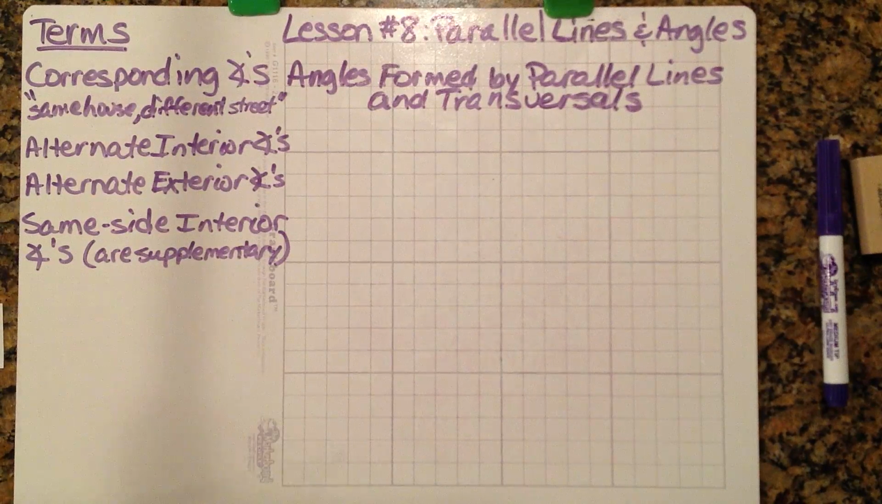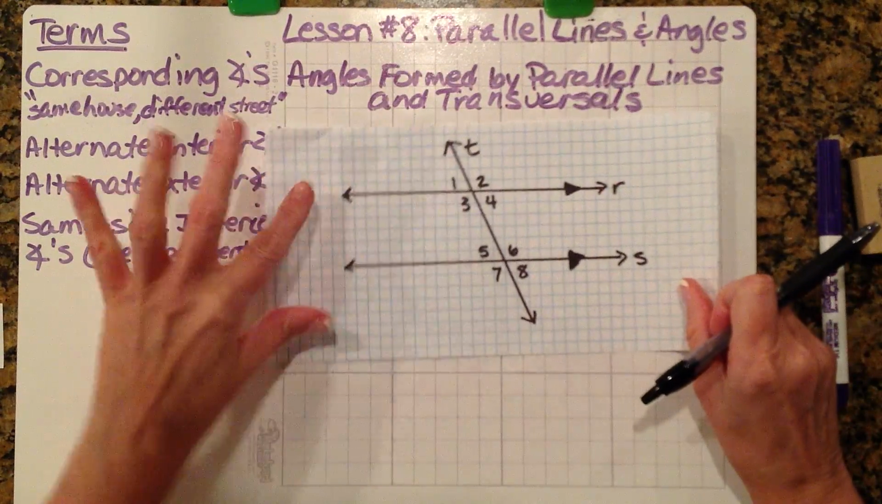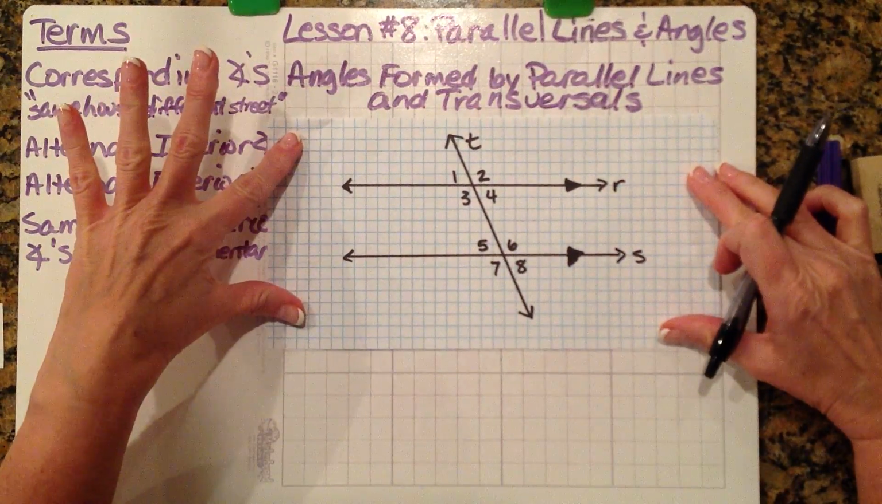Now, we've already talked about lines being intersected by a transversal, and I've already introduced the concepts of corresponding angles, alternate interior angles, alternate exterior angles, and same-side interior angles. But what we're going to talk about today are parallel lines and a transversal.